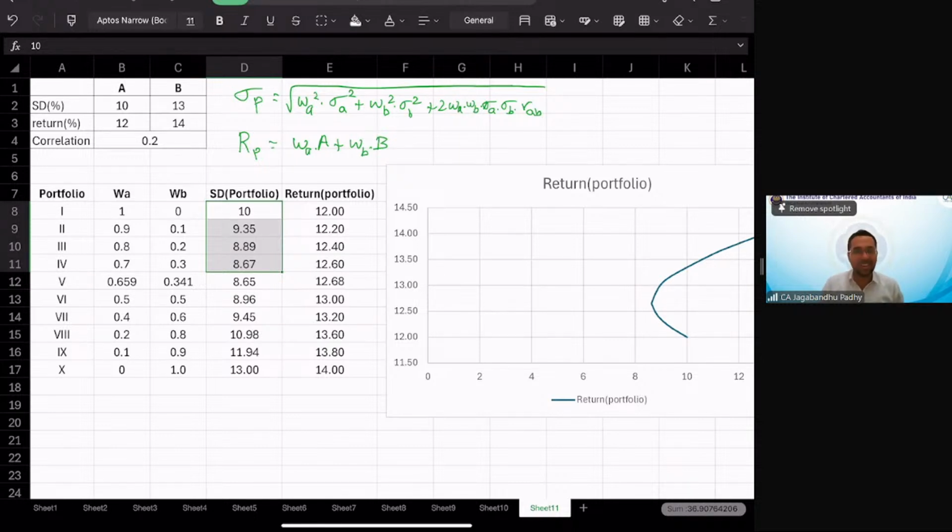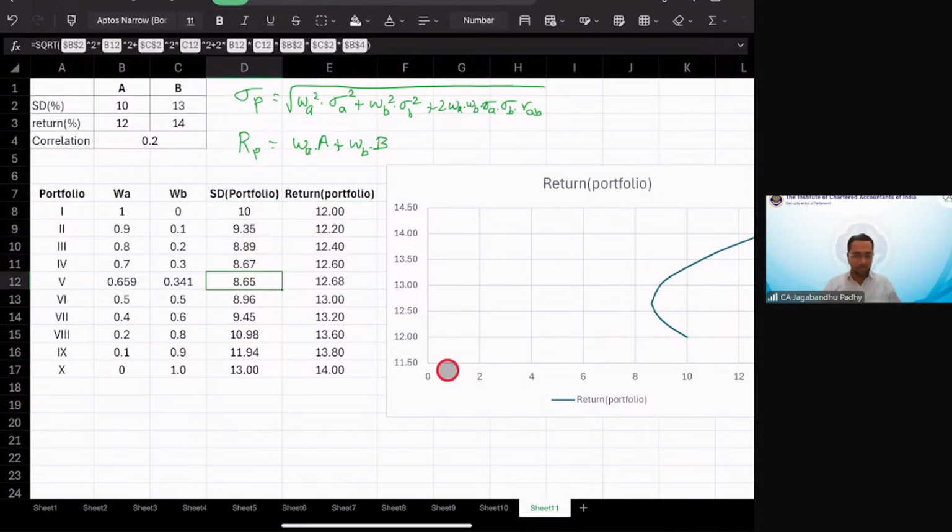Any rational investor is not going to choose the securities 1, 2, 3, 4. Because what is happening over here? You can say the standard deviation of the portfolio is reducing. It means the risk is reducing, right? And what's happening to portfolio return? Portfolio return is also rising.